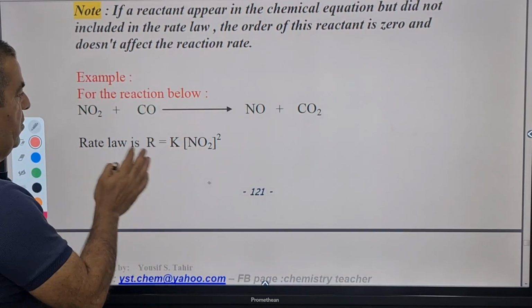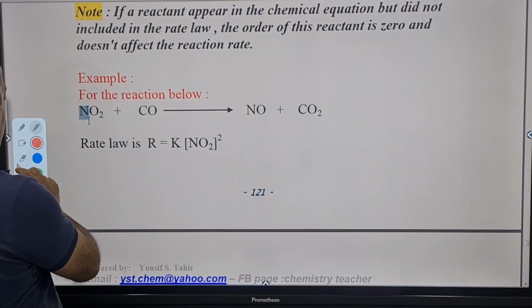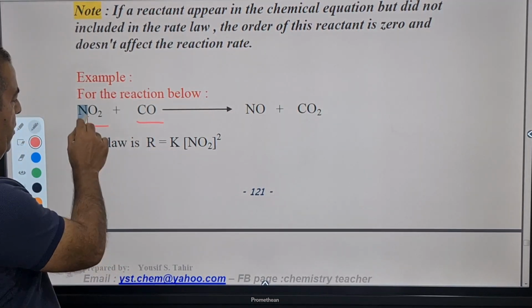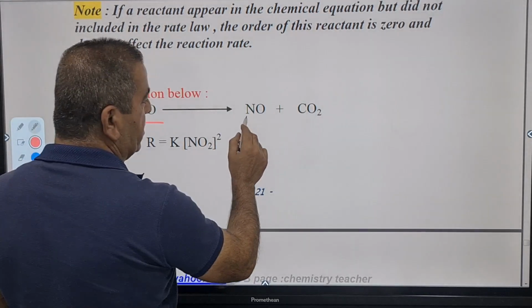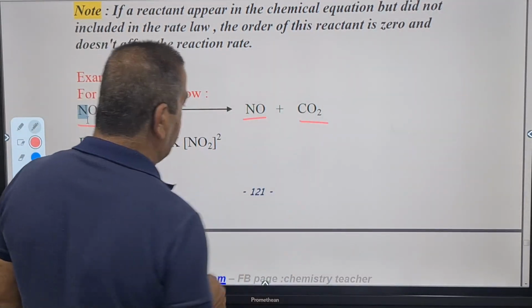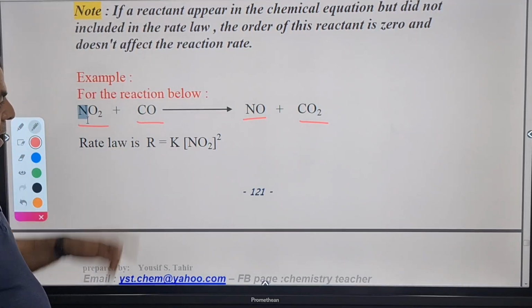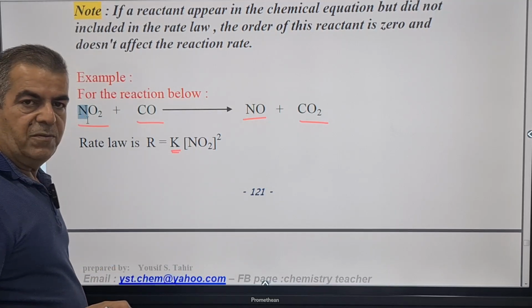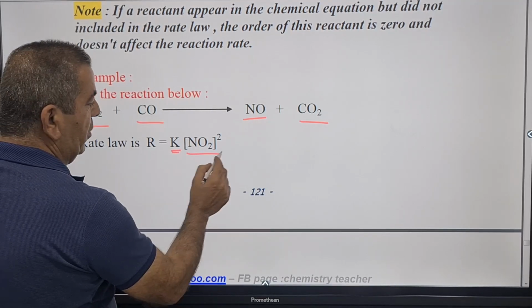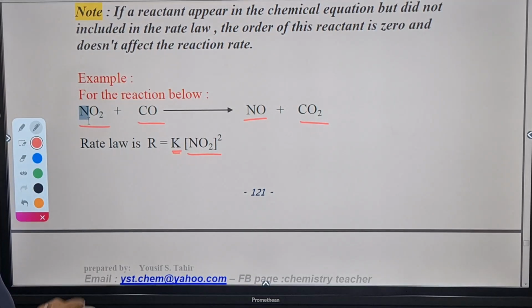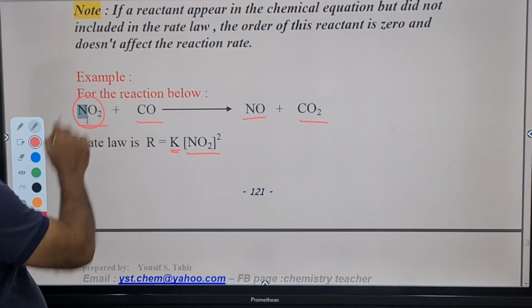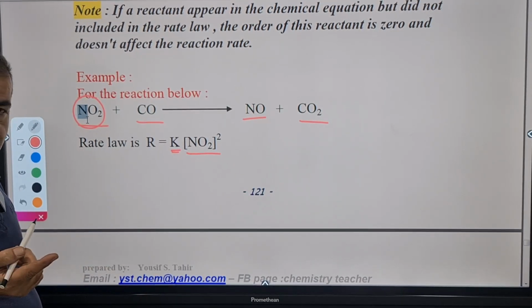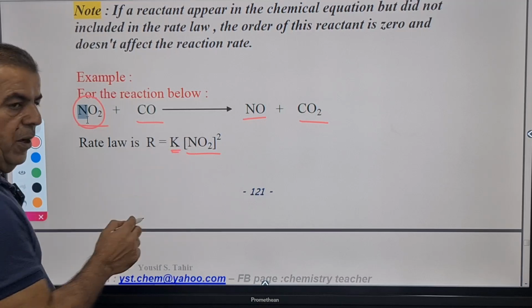In the reaction below, we have nitrogen dioxide plus carbon monoxide yields nitrogen monoxide and carbon dioxide. The rate law is R equals K, the specific rate constant, times NO2 to the power of 2, which means when doubling this reactant's concentration, the rate is fourfold. Why? Because 4 equals 2 to the power of 2.